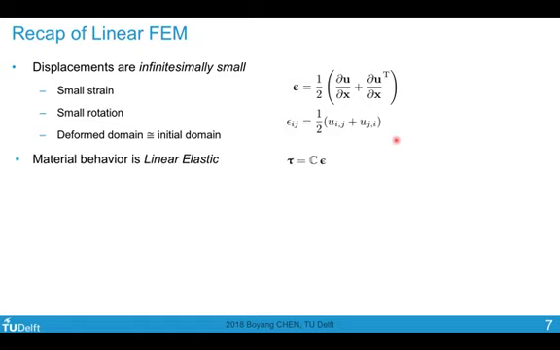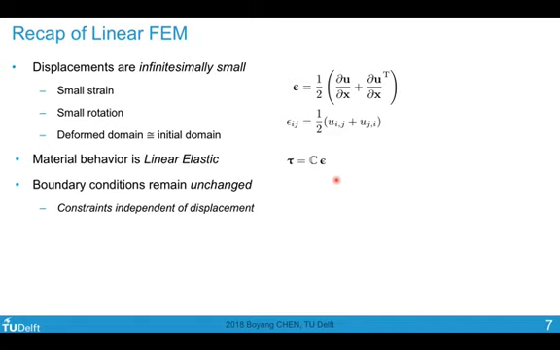And the second assumption is that the material behavior is linear elastic, which means that the Cauchy stress, here represented by tau, can be written as a linear function of the strain, linear strain tensor. And C is a constitutive tensor. In the finite element implementation, tau and epsilon are represented as vectors, and C is a matrix.